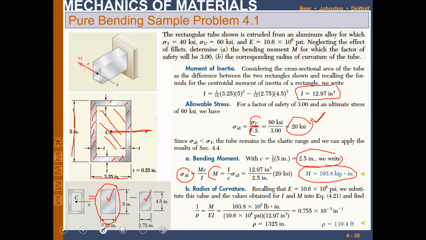Now we want to calculate the radius of curvature. We know 1 over rho, the curvature, is M over EI. Moment is known, 103.8, E is known over here, and I is known over here. So by doing this, we will end up with this. Since this is 1 over rho, we want to calculate rho, so we will take the inverse of this, so it will be 110.4 feet. This will be the radius of curvature.